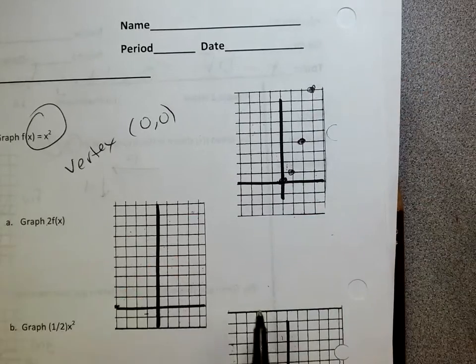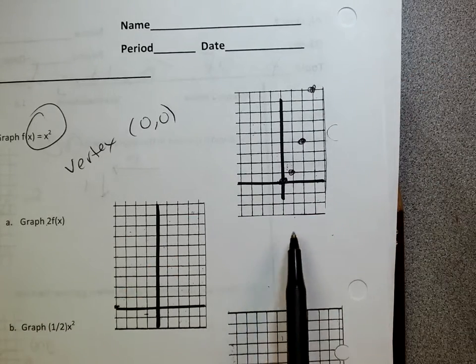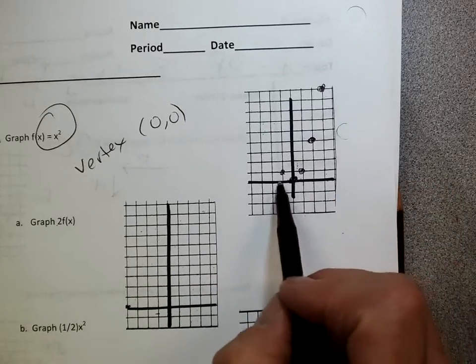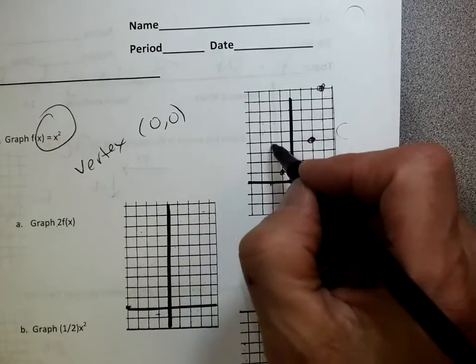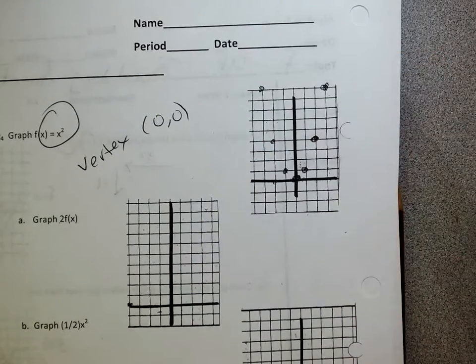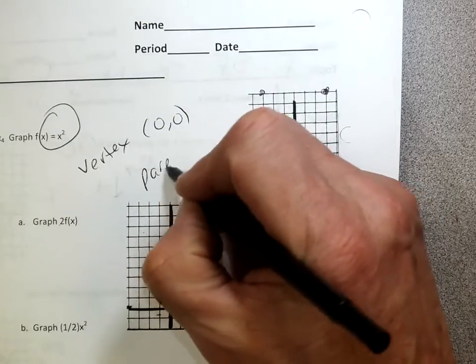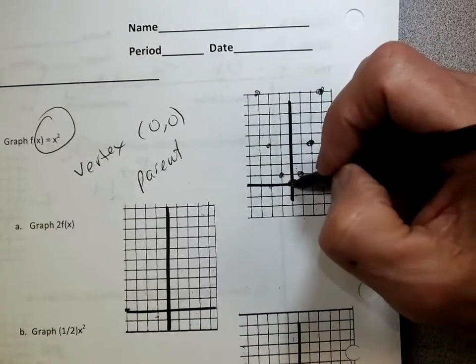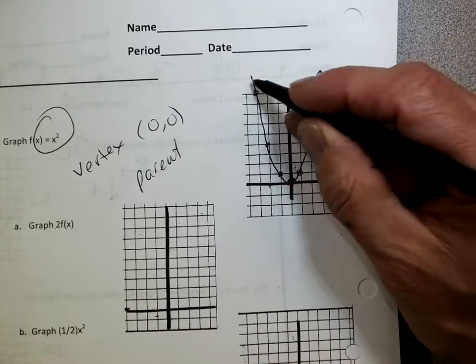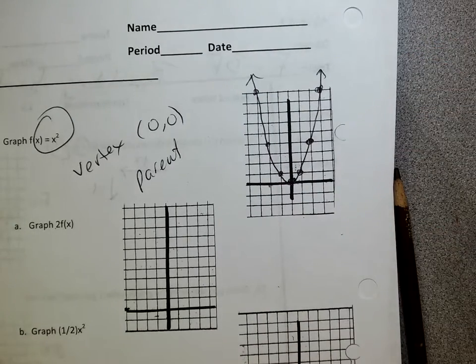Now I know that the negatives will be the same because negative 1 squared is a positive 1. Negative 2 squared is a positive 4. Negative 3 squared is a positive 9. It makes a parabola, doesn't it? And that's what we call our parent function. And our parent function is the basic x squared.